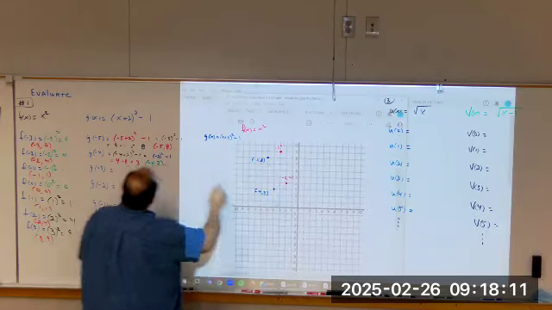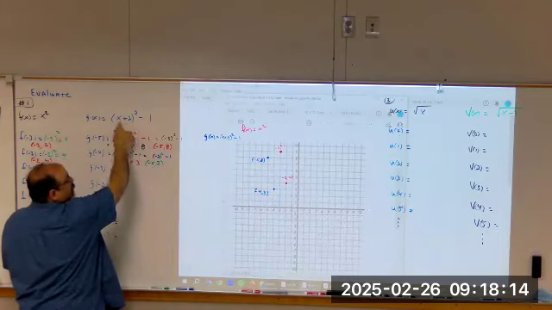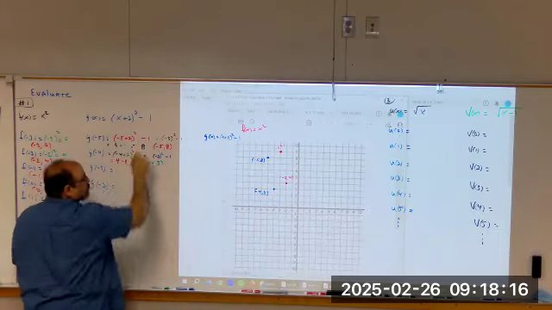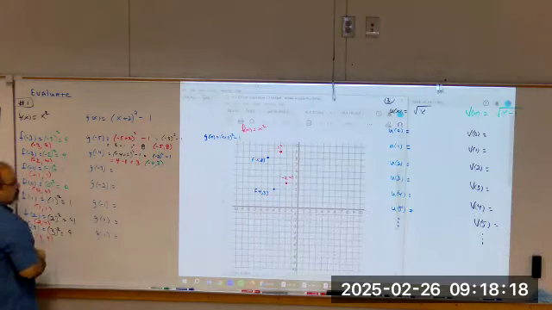Left 2, down 1. Look at the new equation. Look at the new function. Something with a 2, something with a 1. There's a pattern going.